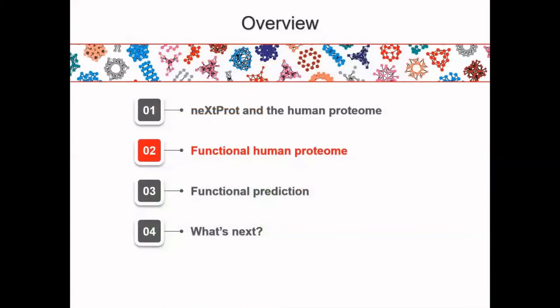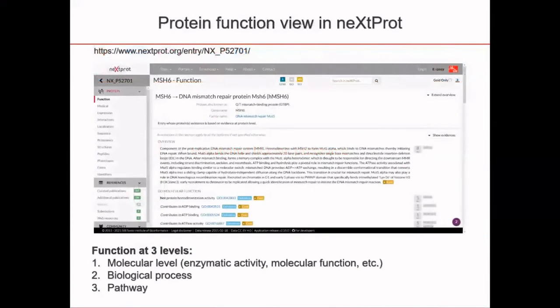What do we know about the function of these human proteins? In NextProt, we have this information in the protein function view. So I've shown here the example for MSH6, which is a DNA mismatch repair protein. And we provide information about function at 3 different levels. At the molecular level, for example, if it's an enzyme, what biological processes it's involved in, and what pathways it is in.